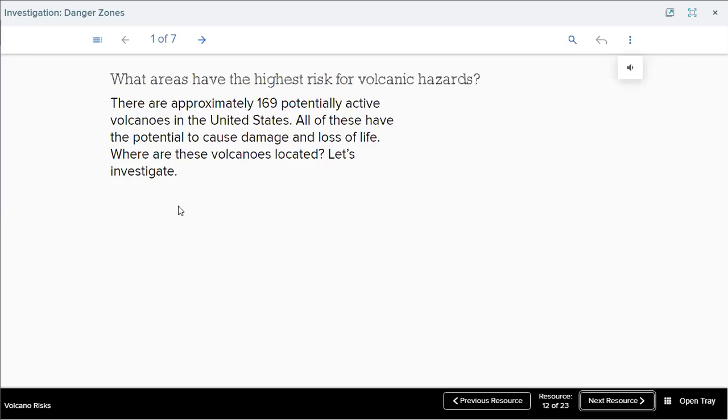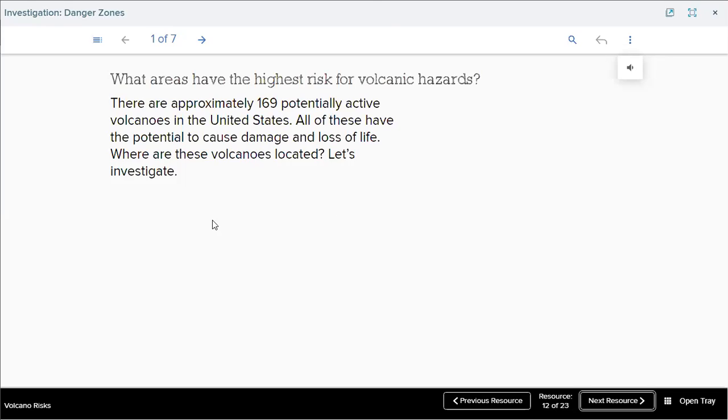There are approximately 169 potentially active volcanoes in the United States. All of these have the potential to cause damage and loss of life. Where are these volcanoes located? Let's investigate.